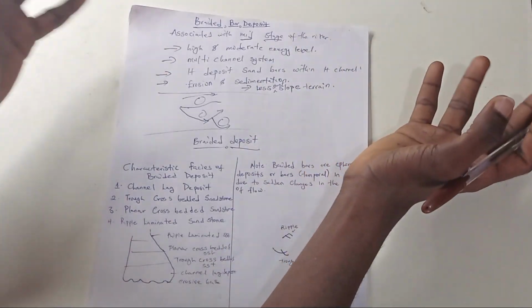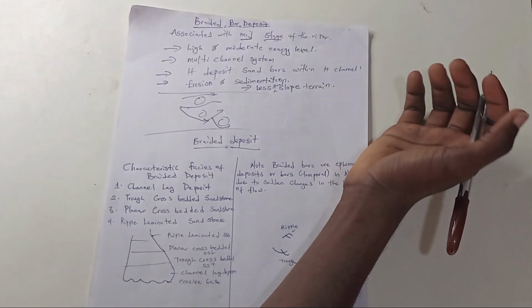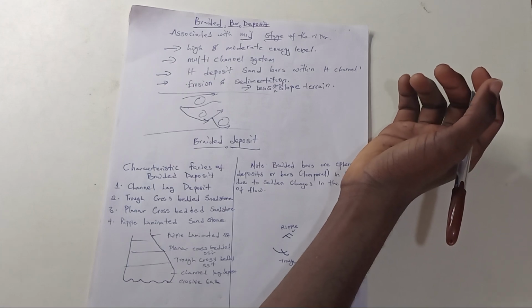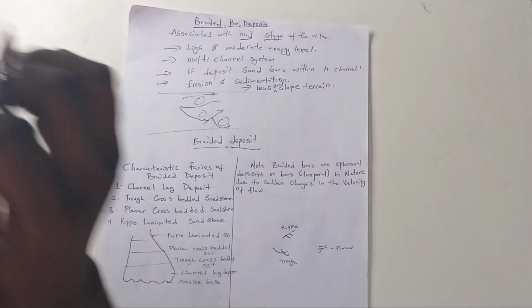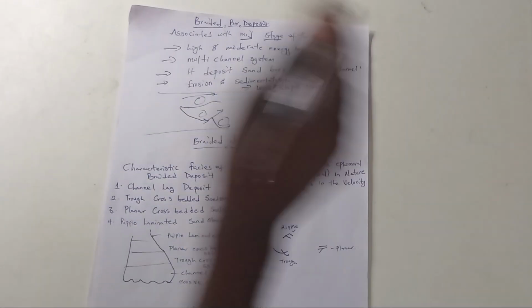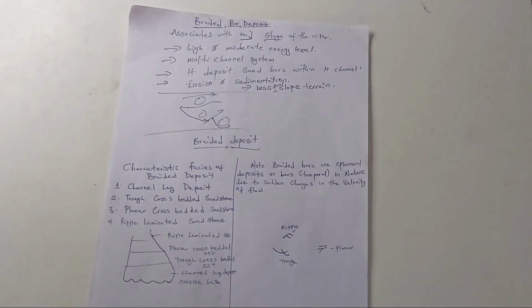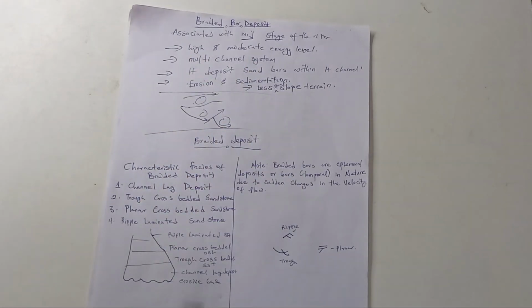Now, what is characteristic of the mid stage of the river? The mid stage river life cycle is associated with high and moderate energy levels. That means the energy of the river fluctuates between high and moderate, and it is a multi-channel system, compared to the early stage of the river, where it was just straight. As we explained in a former video, it consists of a multi-channel system.